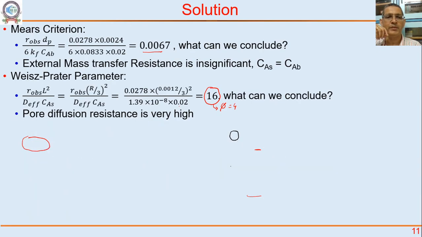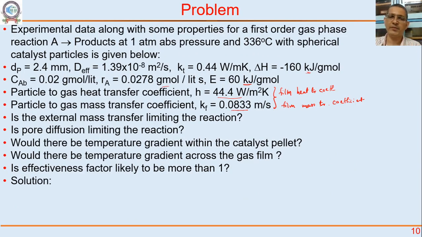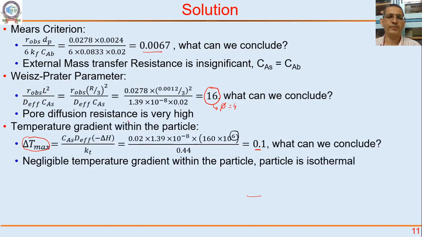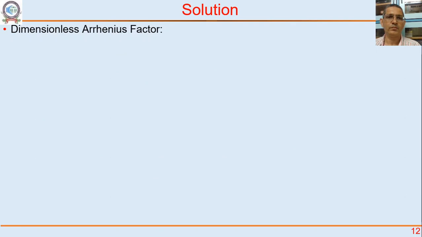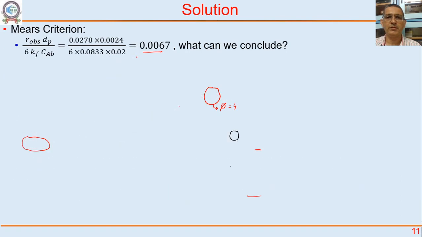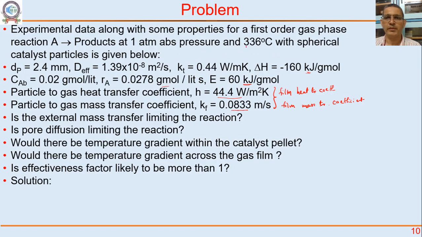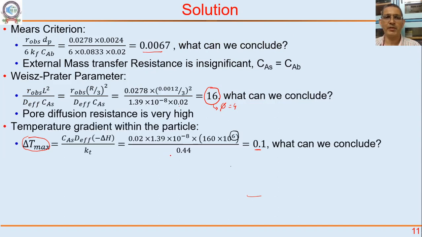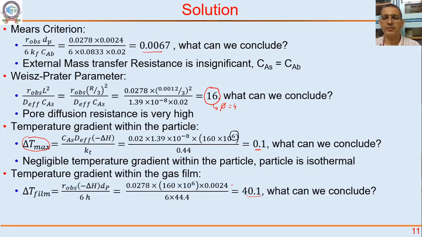Further, what is the next thing that we wanted? Here is the next thing that we wanted. Is the effectiveness factor likely to be more than 1? Pause and solve for yourself. Gamma is E by R T_S, E divided by R divided by T_S, the surface temperature. Is surface temperature 336? Is that correct? No, it is hotter. Surface temperature is larger than the bulk temperature by an amount of 40 degrees. So it is 376 actually.